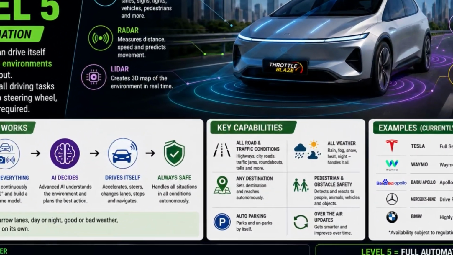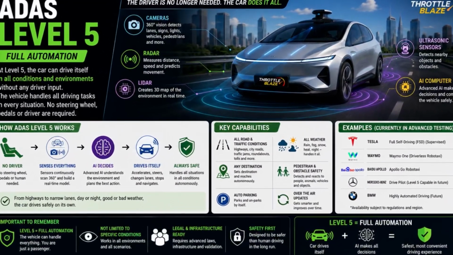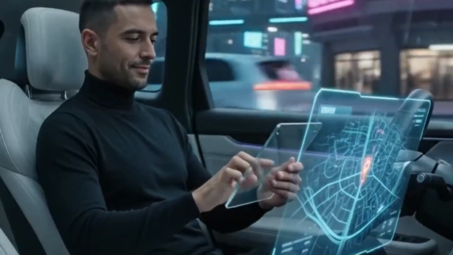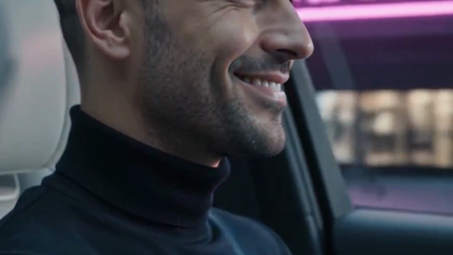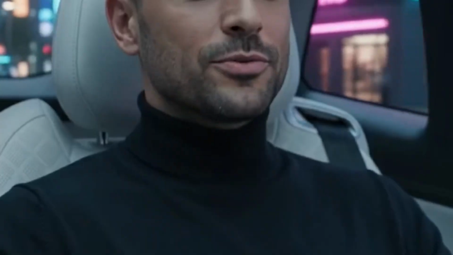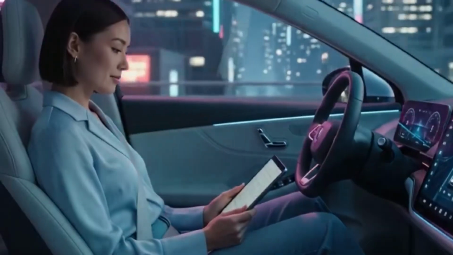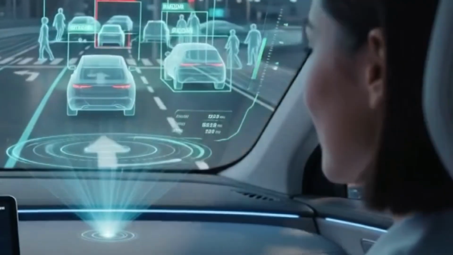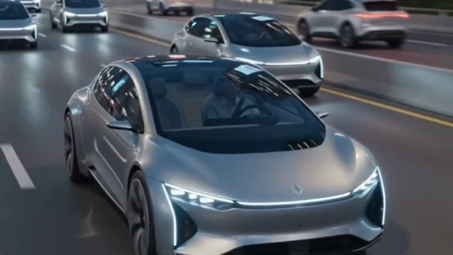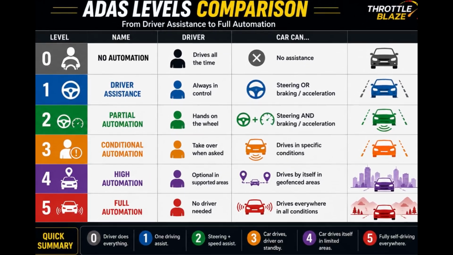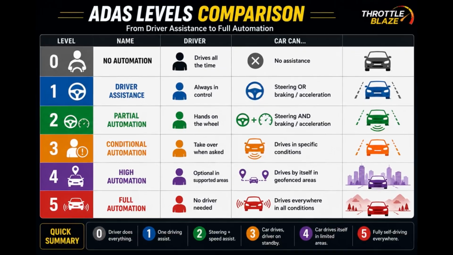Number 6. ADAS Level 5, Full Automation. Level 5 is a completely self-driving vehicle. At this level, there is no need for a driver. The vehicle can drive anywhere, anytime, under all road and weather conditions without any human intervention. As of today, no company has launched a true SAE Level 5 vehicle for public use anywhere in the world. Companies like Tesla, Waymo, Mercedes, Baidu, Toyota, Zoox are still testing and developing this technology.